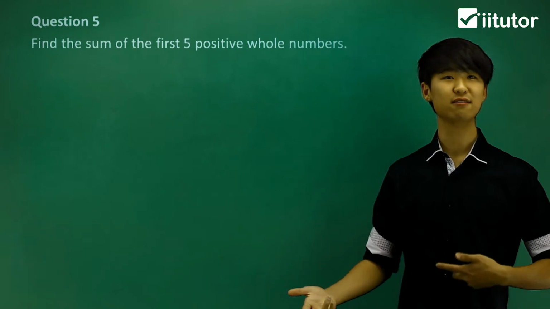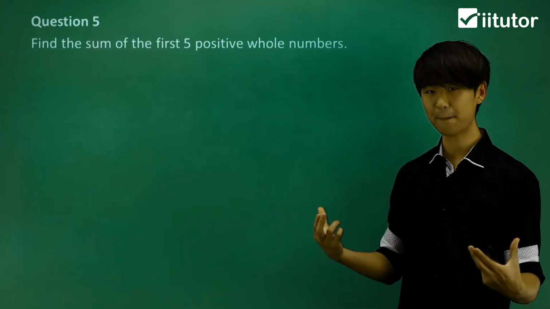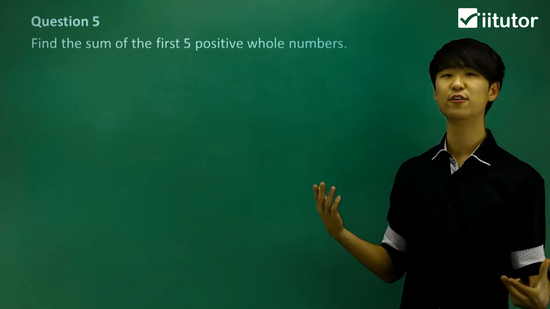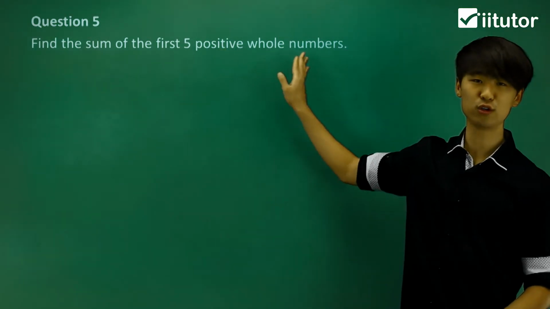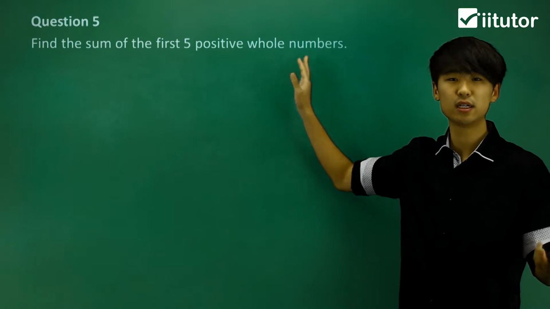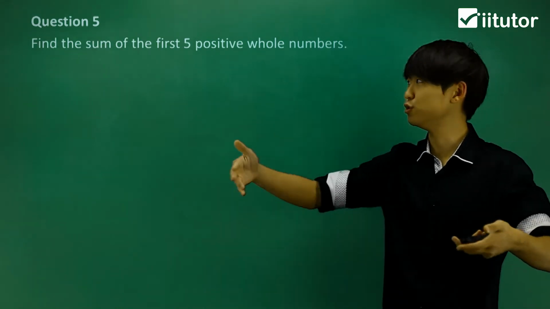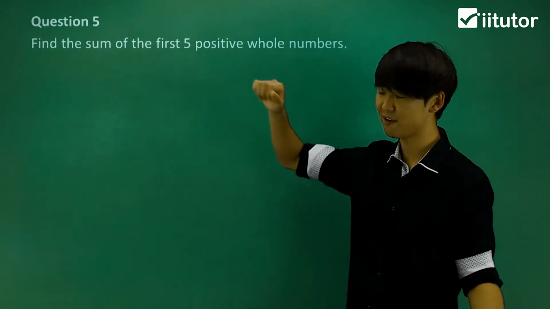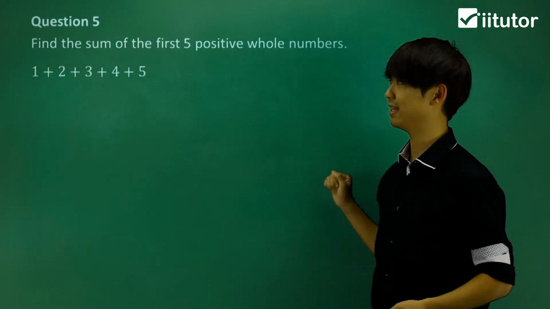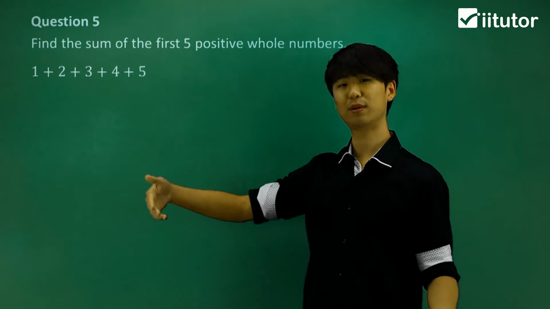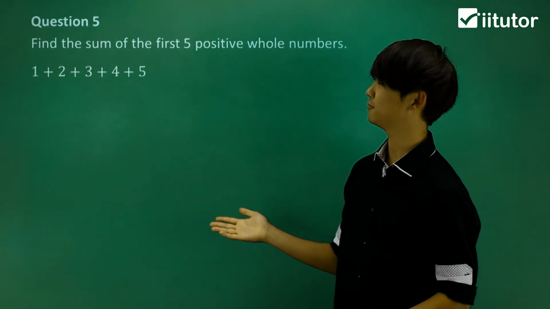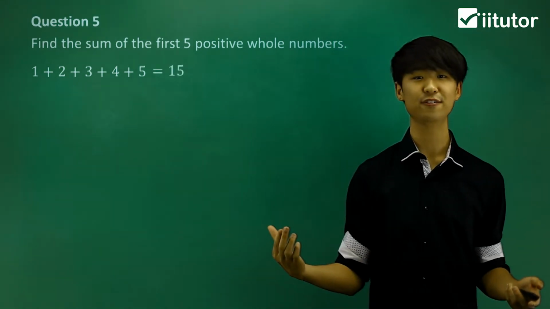Now in question 5, find the sum, meaning addition, of the first 5 positive whole numbers. Whole numbers meaning just big whole numbers. So 1, 2, 3, 4, 5. That is what 5 positive numbers look like. Finding the sum of those first 5 positive numbers: 1 plus 2 plus 3 plus 4 plus 5. This will be 15.